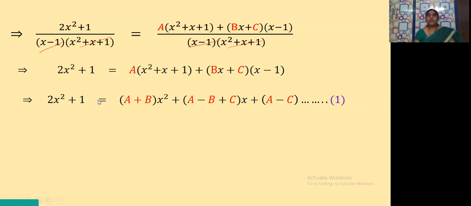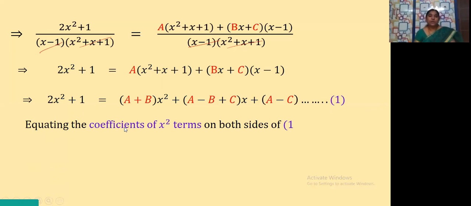Okay. Now let us start the same method that we learned in the previous sum. What is that? The equating method. Equating the coefficients of x square on both sides. What is the coefficient of x square? 2 on the other side. So a plus b is equal to 2. Let it be equation number 2. This is equation number 1 and this is equation number 2.